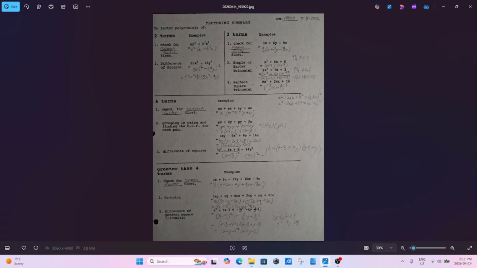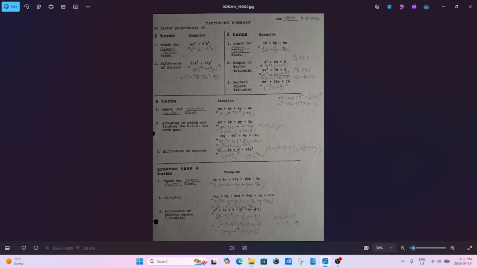Factoring summary. To factor polynomials of two terms, you first check for a common factor. For example, ax squared plus b cubed x cubed, you factor out the x squared.